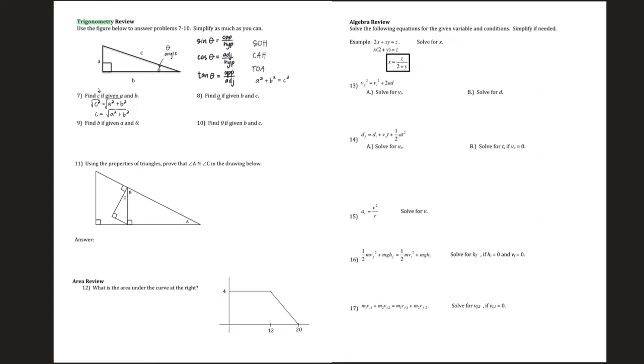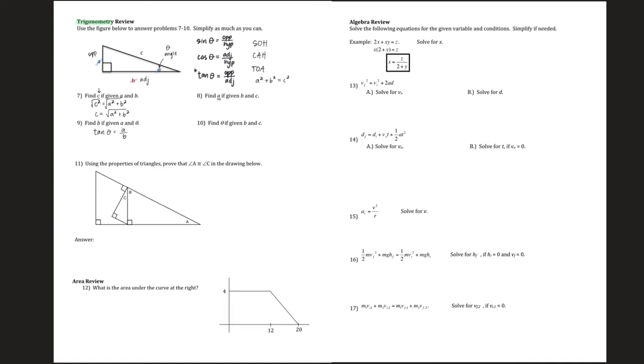In number 8, you're trying to find a, given b and c, so it's a little bit different, a little more rearranging that you'll have to do. And number 9 here, we're trying to find b, given a and our angle theta. So if we're looking at our triangle up here at the top, in reference to the angle, a is the opposite side and b is the adjacent side. So we're dealing with tangent, opposite and adjacent, that's TOA. So we're going to write out tangent of our angle, tangent theta, equals opposite, which is a, over adjacent, which is b.